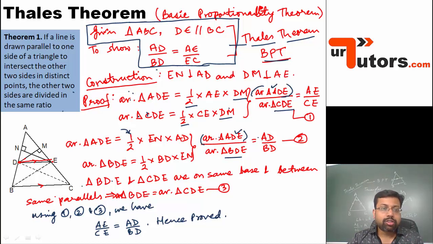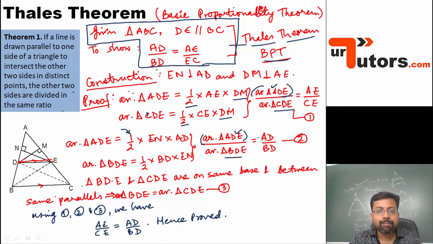Now, we get to the triangles BDE and CDE and we see that both of them lie on the same base and between the same parallels DE and BC, which means that their areas would be equal, as two triangles on the same base and between the same parallels are equal in area. This we have studied in class 9. So we'll be making use of that result.